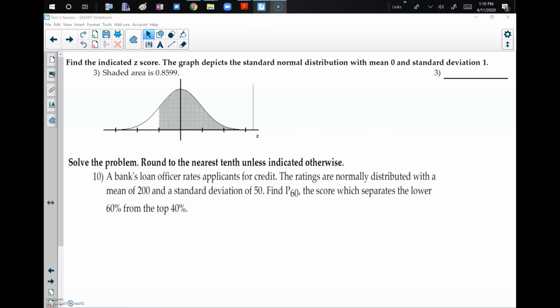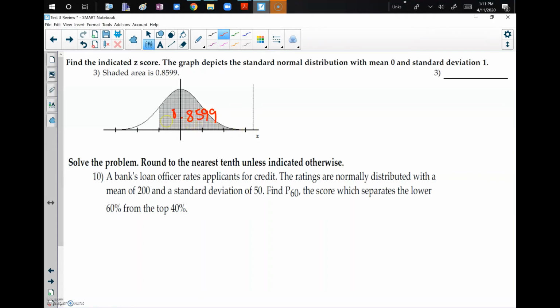So let's now look at some test review problems that relate to the topic that we just saw in terms of finding z-scores when given a particular percentage or probability. So here in question 3, they want us to find the z-score that is shown by our picture. So we can see that we have our normal distribution with the area shaded to the right. And they stated that that area was 0.8599.